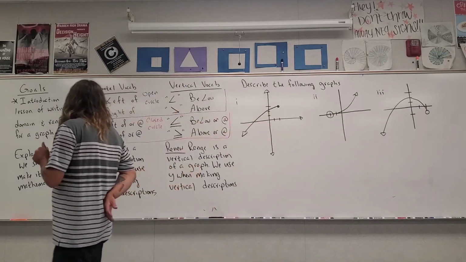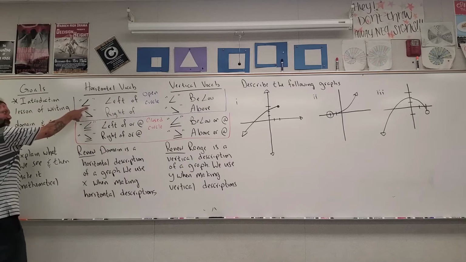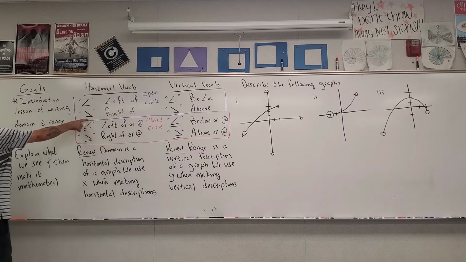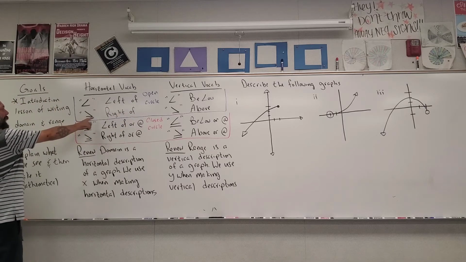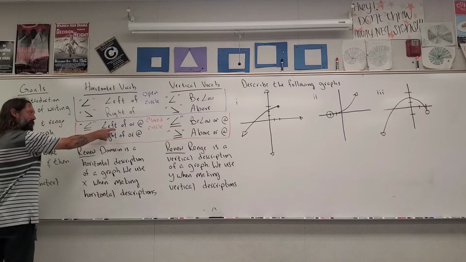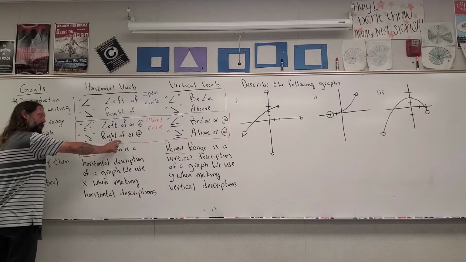We have some horizontal vocabulary. This symbol, which you know as less than, I'm going to call the symbol for left of. This symbol is the symbol for right of, which you call greater than. This is what you call less than or equal to. I'm going to call it left of or at. This is greater than or equal to. I'm going to call it right of or at.